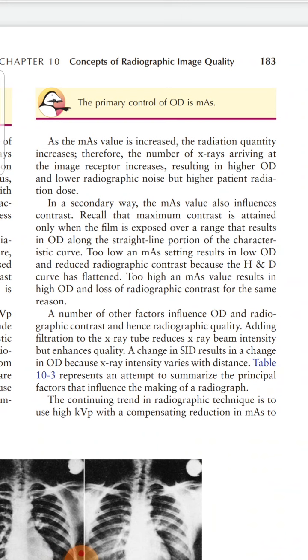By keeping too low an MAS setting, we would have low optical density, and by keeping too high an MAS, we would have a very high optical density and loss of radiographic contrast in both conditions. So we want the central value for the optical density.